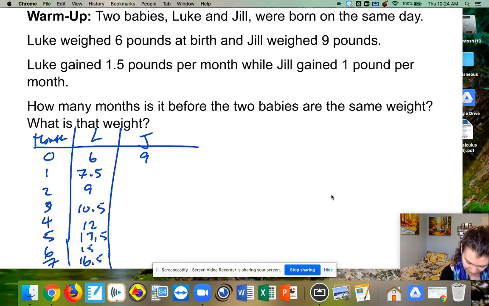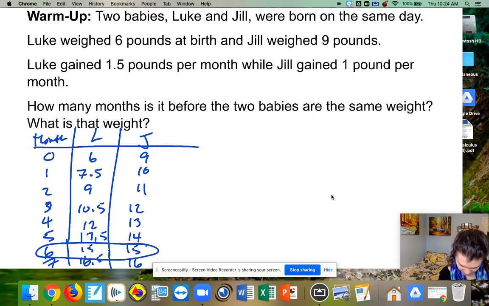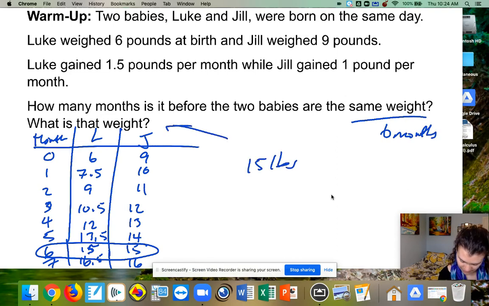And then Jill's going up by 1. So we have 10, 11, 12, 13, 14, 15, 16. So we look here, they are both 15 pounds at 6 months. So at 6 months, that's when they're the same weight. So 6 months, how much do they weigh? 15 pounds.